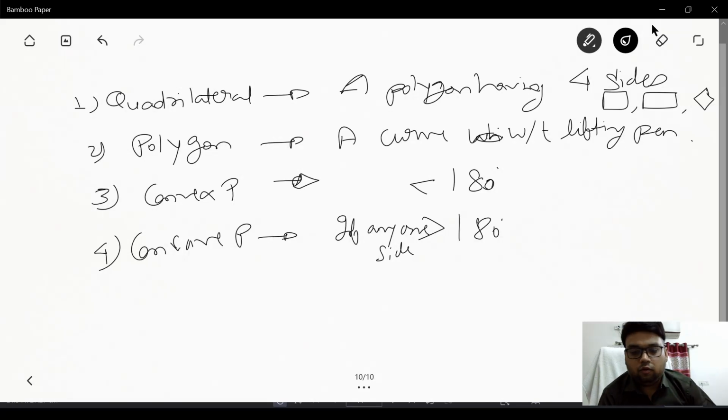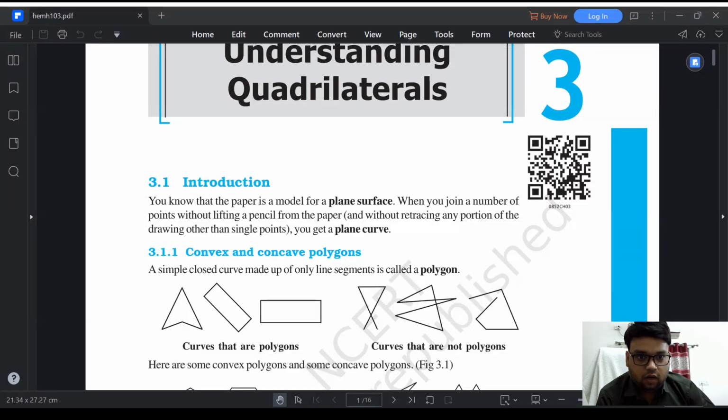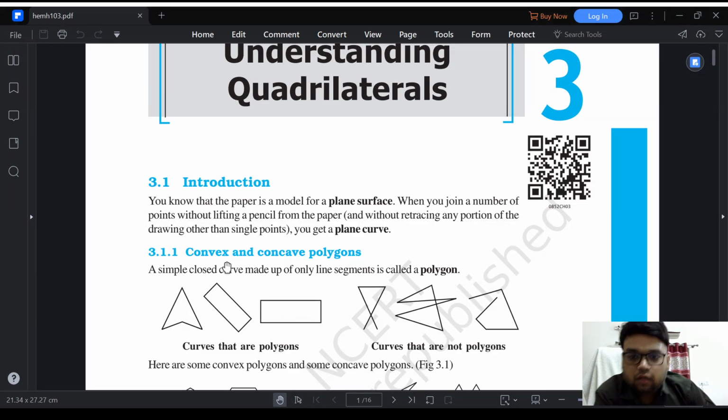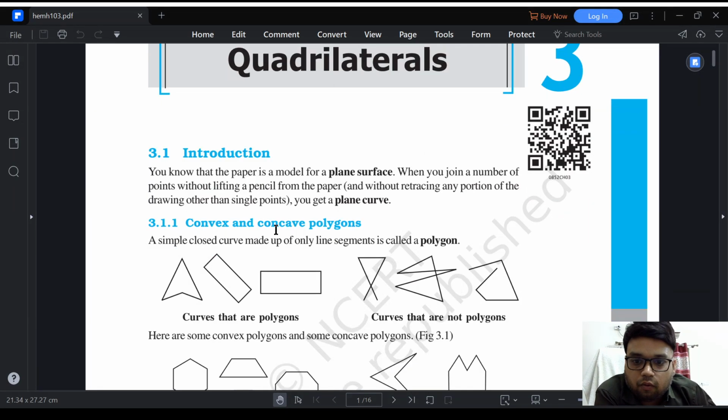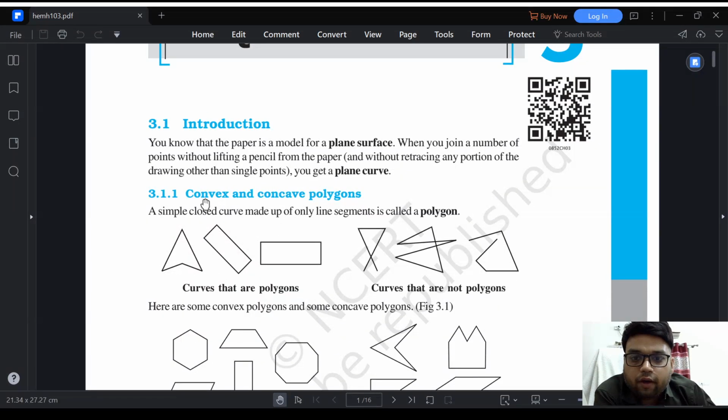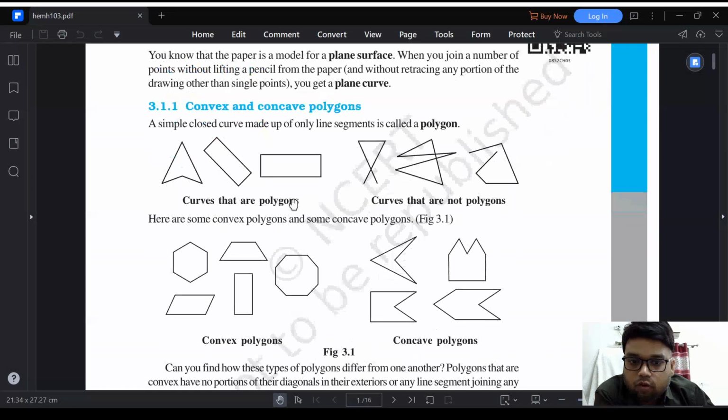Okay, let's go to your book page for the further classification as given in your book. Look at page number 1 of chapter number 3, convex and concave polygons. Here they have drawn some curves. Look here, this curve is closed, this one is also closed. These closed curves are polygons. So firstly they try to explain what is a polygon and what is not a polygon.